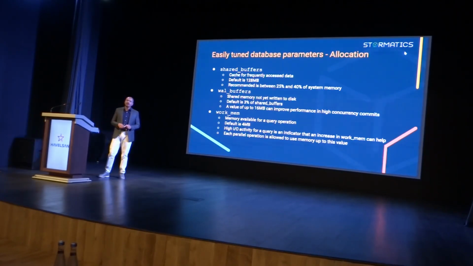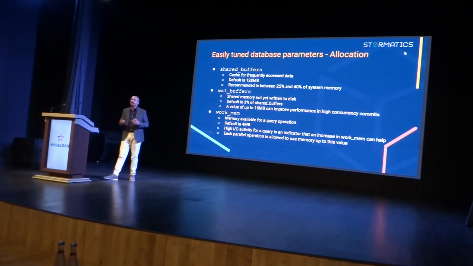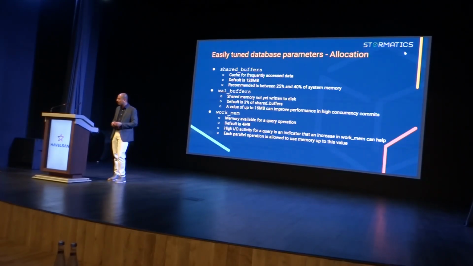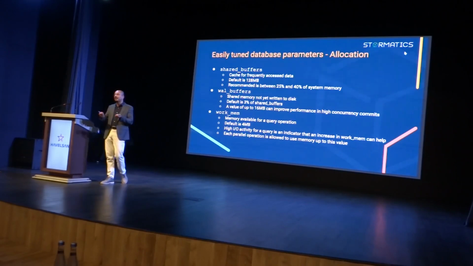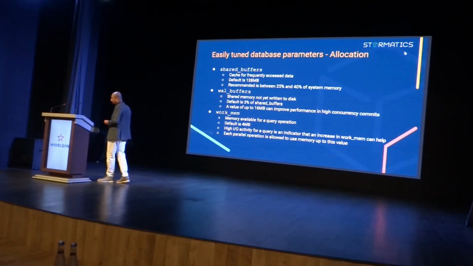WAL buffers. WAL stands for write-ahead logs, and the way Postgres works is that for any data that is being processed or is written, it first writes it to the write-ahead log, which is stored in the WAL buffers, and then it is flushed to disk and actually written to disk. And if you increase the size of these WAL buffers, the frequency of actually flushing to disk decreases, and that helps you with more efficient operations.